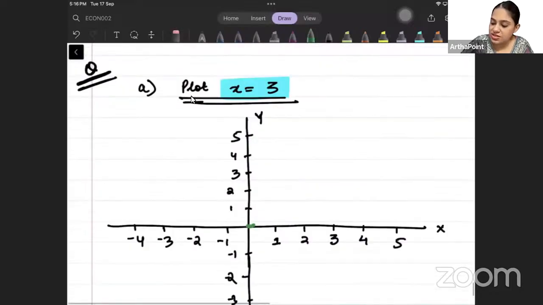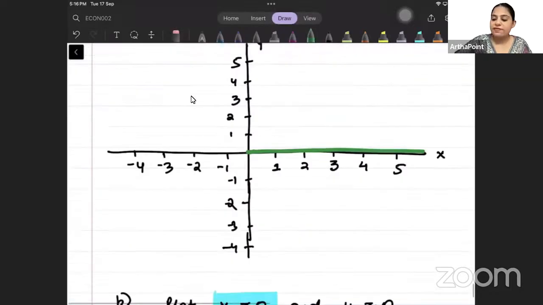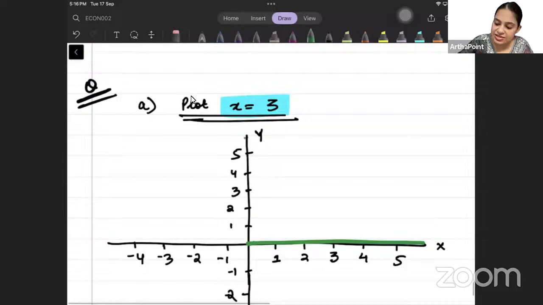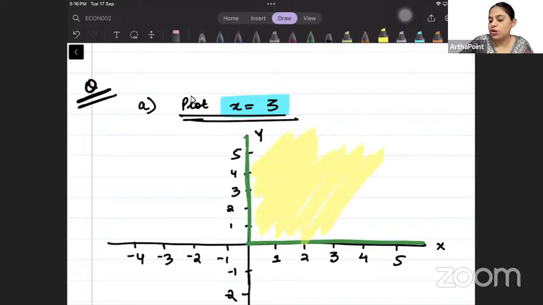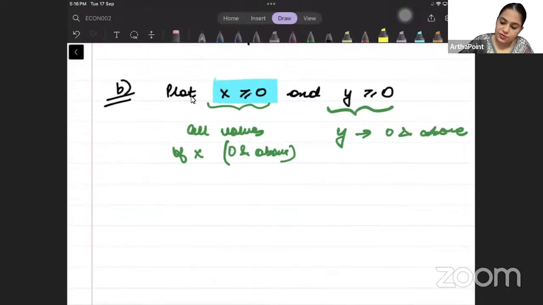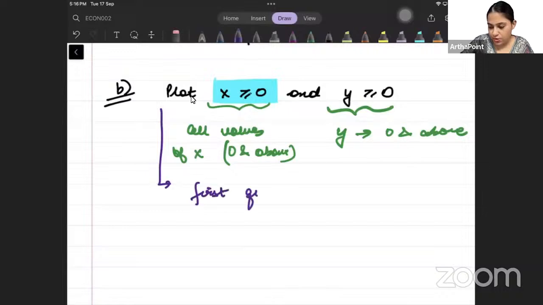All values of x 0 and above. सारा values x ले सकते हैं. And y में भी all values of y 0 and above. That means x is positive or 0. Y is positive or 0. That means we are talking about all these points जो इस quadrant में lie करेंगे. We are talking about the first quadrant. So the answer to this question will be the first quadrant.